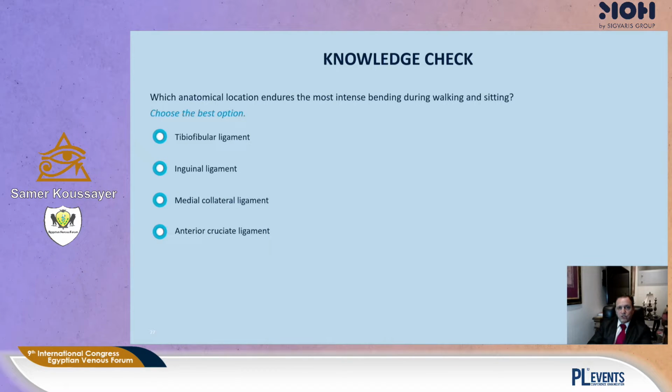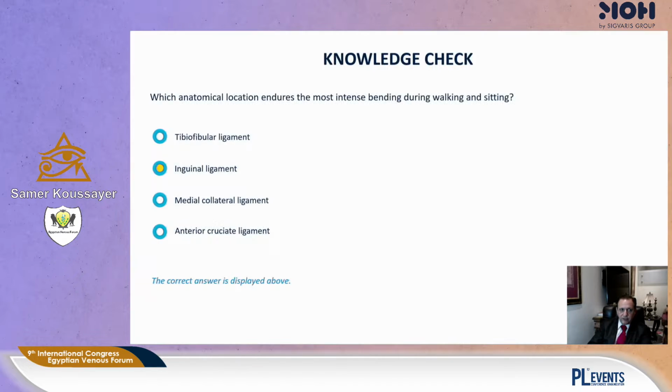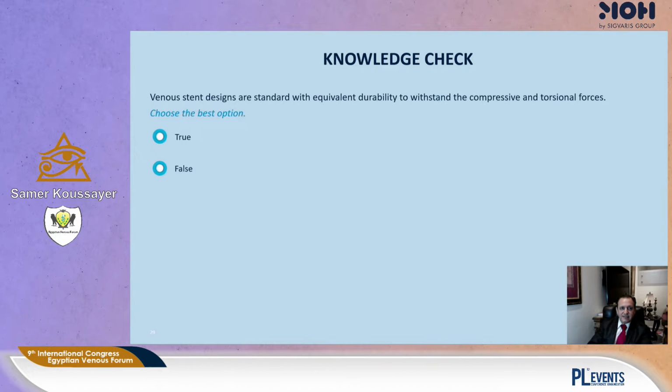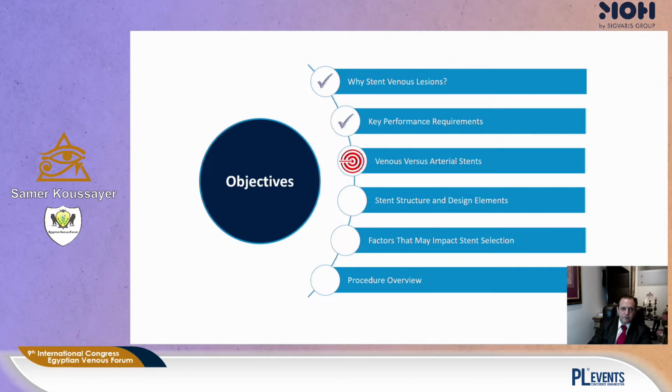So let's go through a couple of questions for this session. Which anatomical location endures the most intense bending during walking and sitting? Usually the inguinal ligament has the most intense bending during walking, so the answer will be B. Next: venous stent designs are standard with equivalent durability to withstand compression and torsional forces. This is wrong, because I said each company, or each stent, has different durability and flexibility from other stents. So this is false.